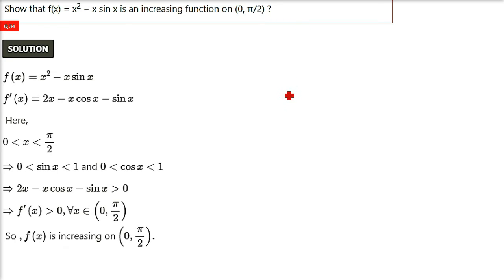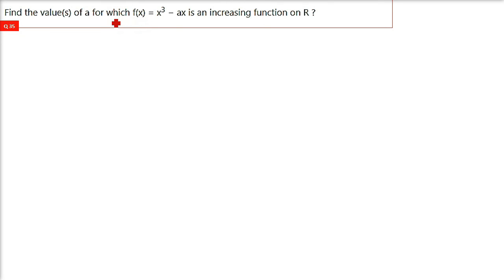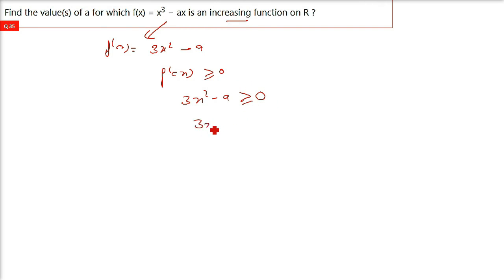So writing is very important, which I explained to you. Find the values of a for which f(x) = x³ − ax is an increasing function on R. This is a very simple question. You just differentiate it. f'(x) is 3x² − a. Now you have to show that it is an increasing function on R. So f'(x) should be greater than 0, that is, 3x² − a should be greater than 0. Strictly increasing is always greater than 0. Normal increasing is greater than or equal to 0.